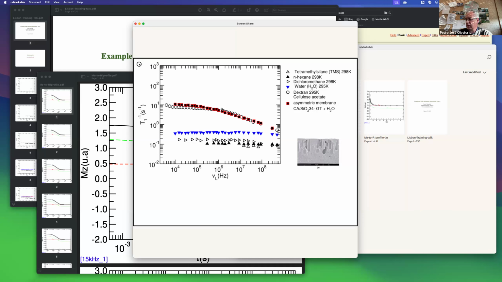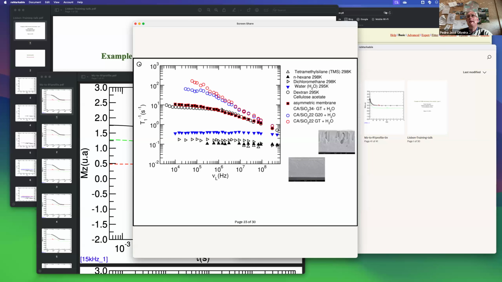So let's move on. I can change the membranes. I can make the pores even narrower. And by confining the water more and more, we change the dispersion profile that we get, okay? Meaning that the relaxation rate increases even more. So the T1 becomes smaller and smaller.